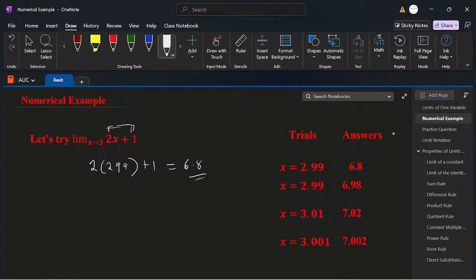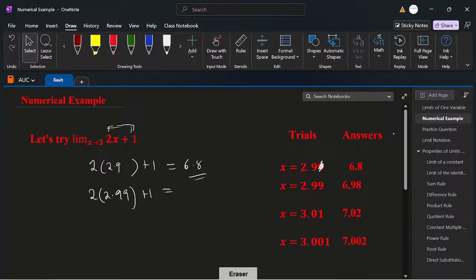Sorry, this should be 2.9. Let's take the next one, that will be 2.99. So it will be 2 times 2.99, then add 1. This should give you 6.98. So that is what you have for this value of x.